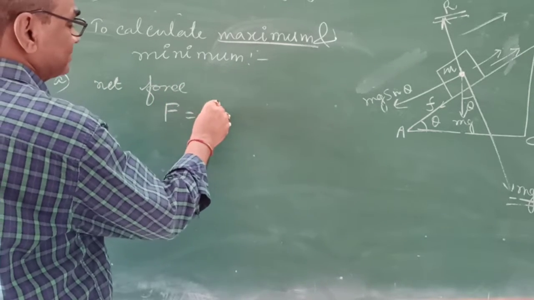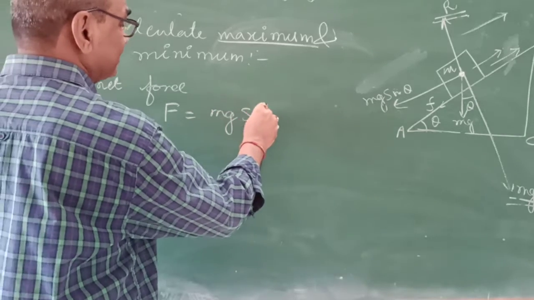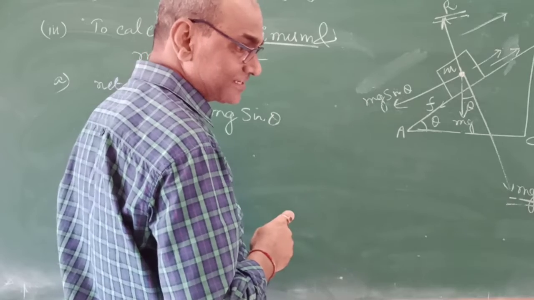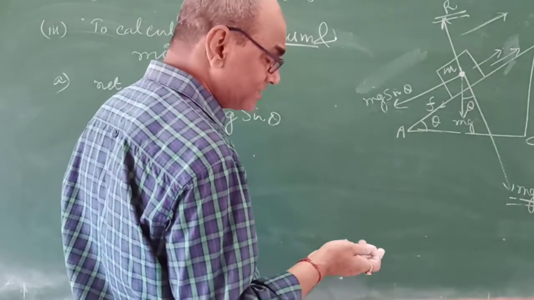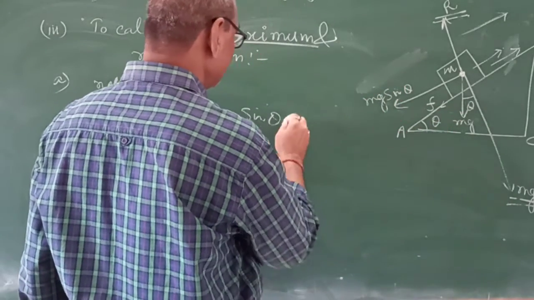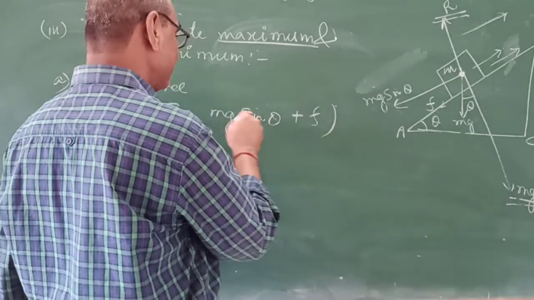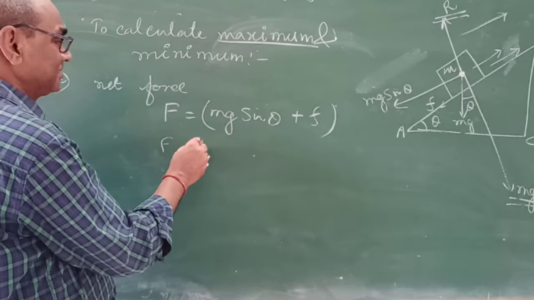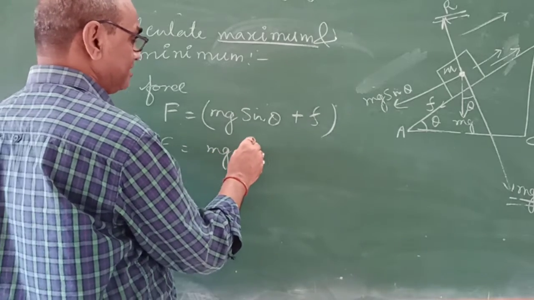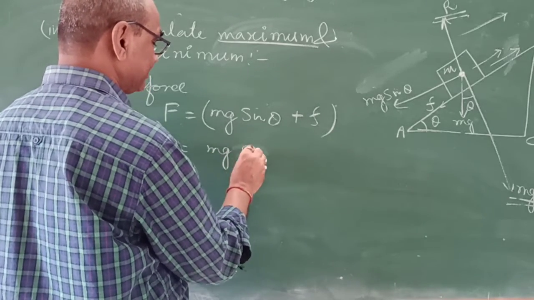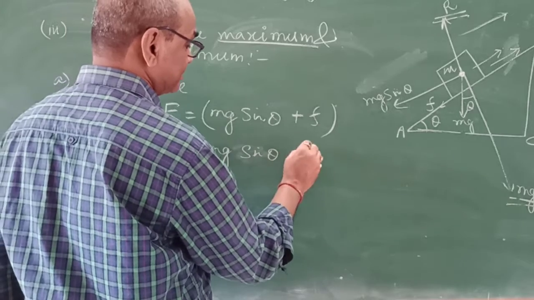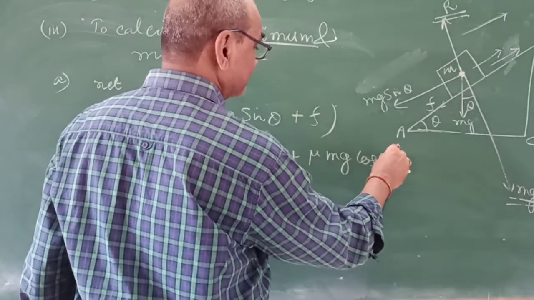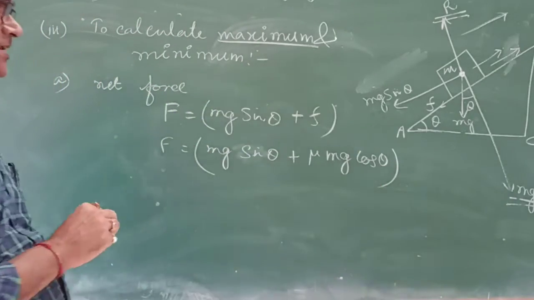Therefore, net force capital F is equal to mg sin theta. When two vectors are directed in the same direction, then resultant is equal to A plus B. In the same way, mg sin theta plus, you know the value of f? f is equal to mu mg cos theta. Mg sin theta plus mu mg cos theta. Are you able to explain?